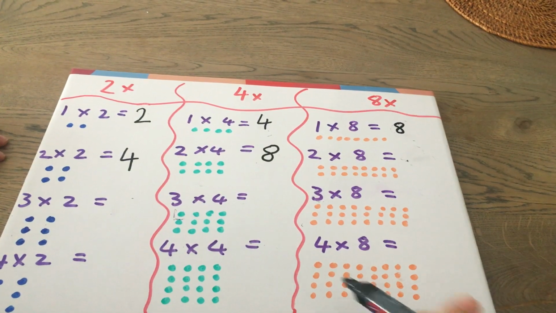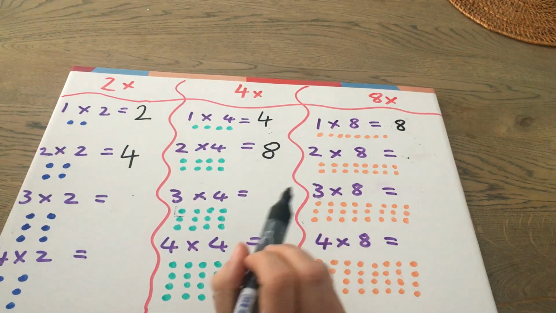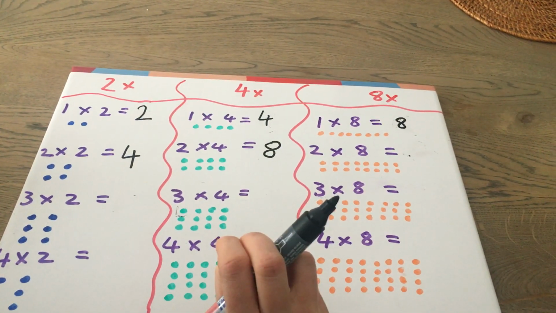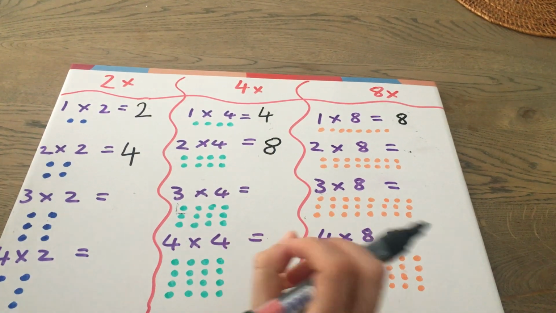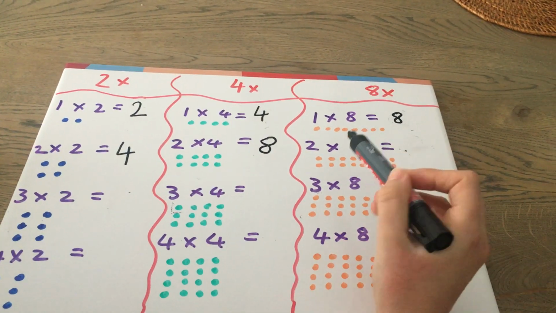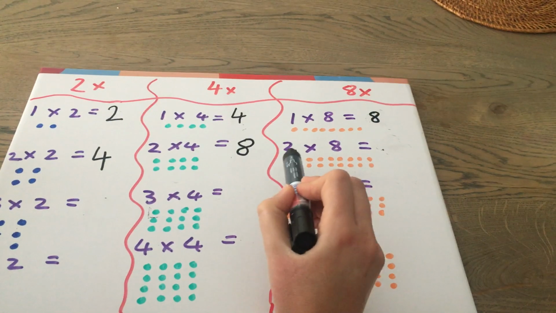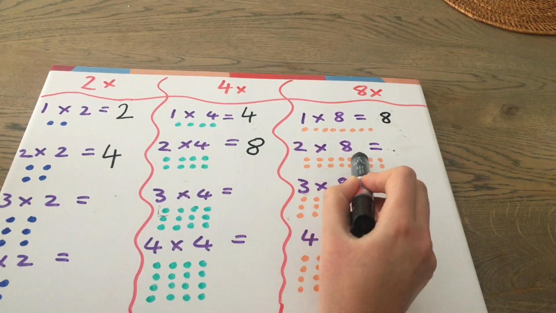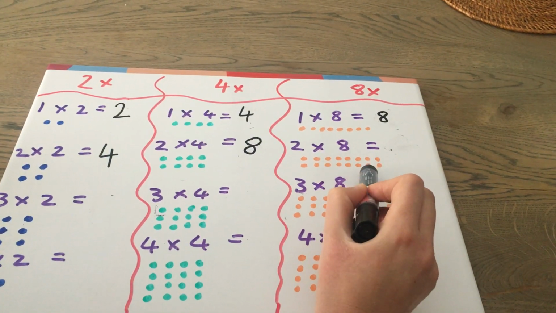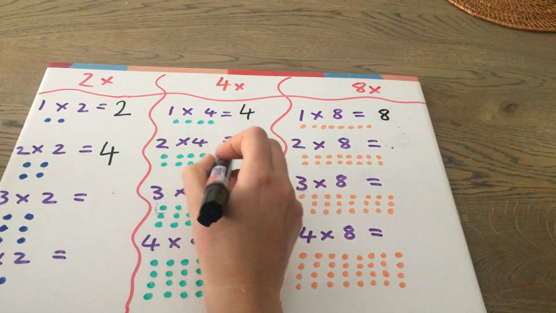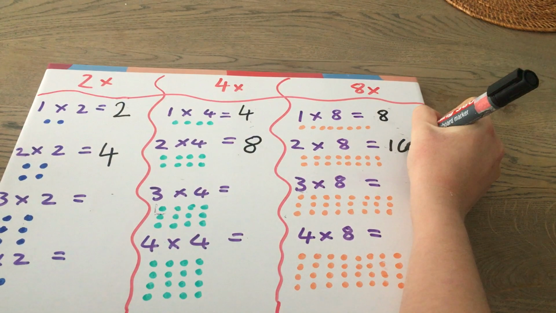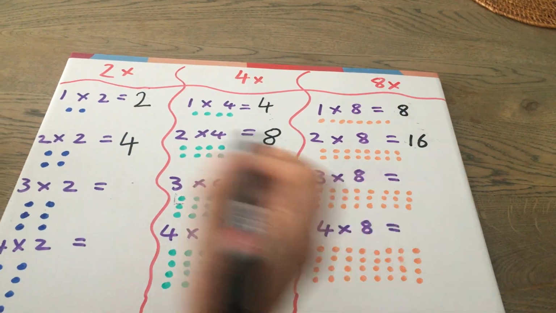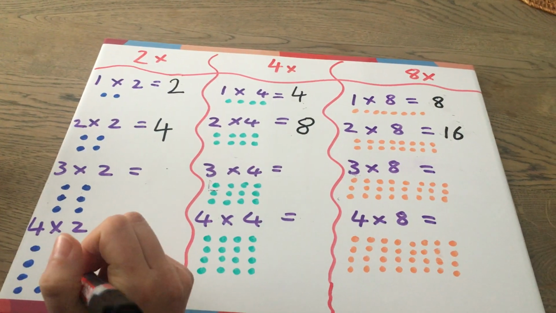And then again over here, double 8. Now, you can pause me here and have a go yourself at working out what 2 times 8 is, or go along with me and let's have a quick look. We can use our array here and check. 1, 2, 3, 4, 5, 6, 7, 8, 9, 10, 11, 12, 13, 14, 15, 16. 2 times 8 is 16.